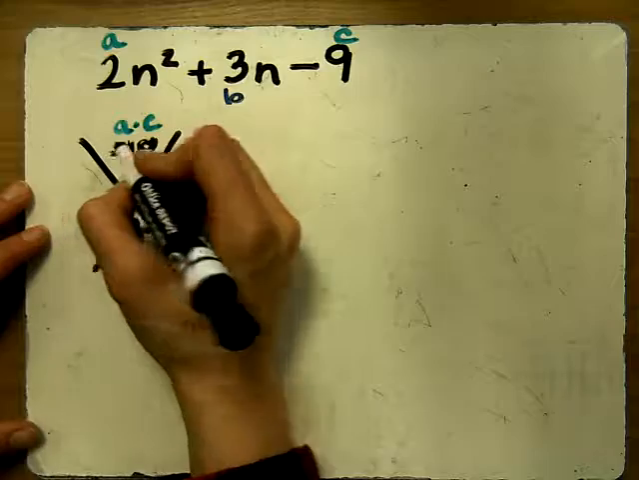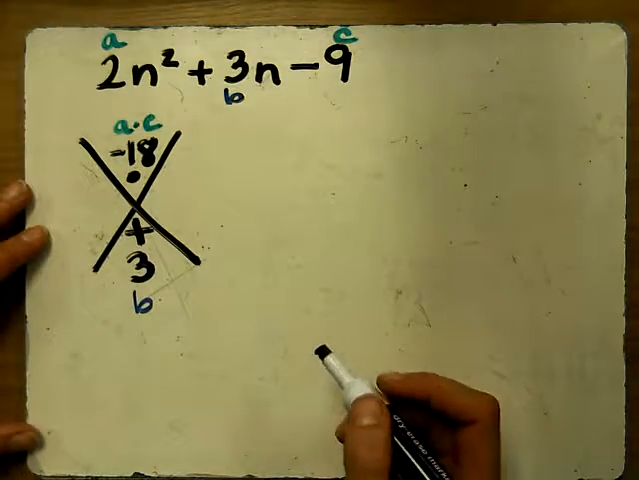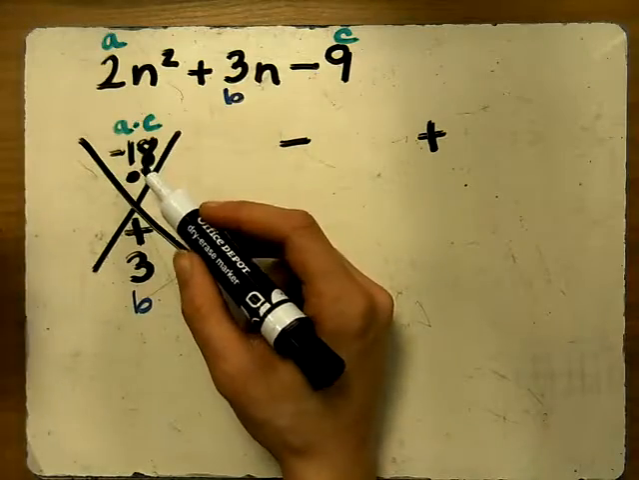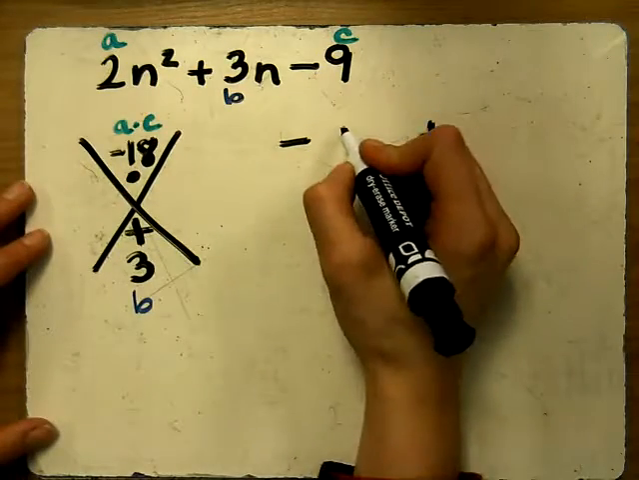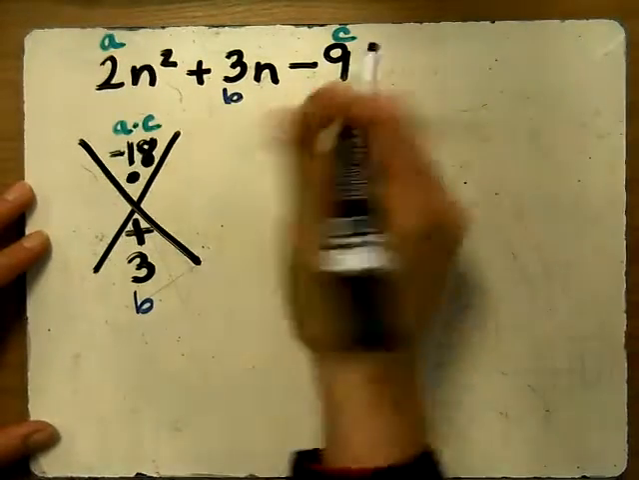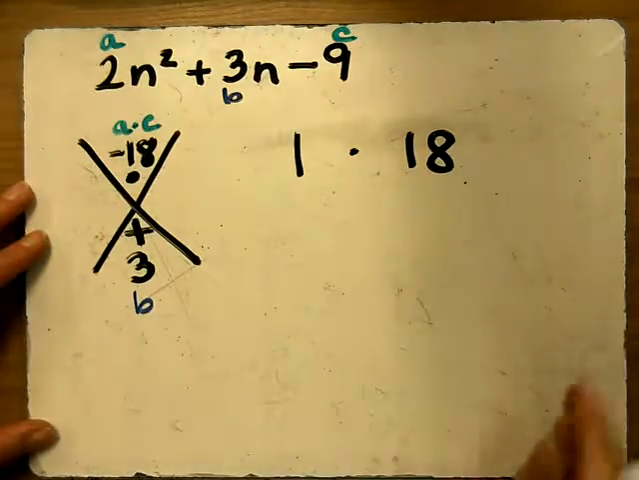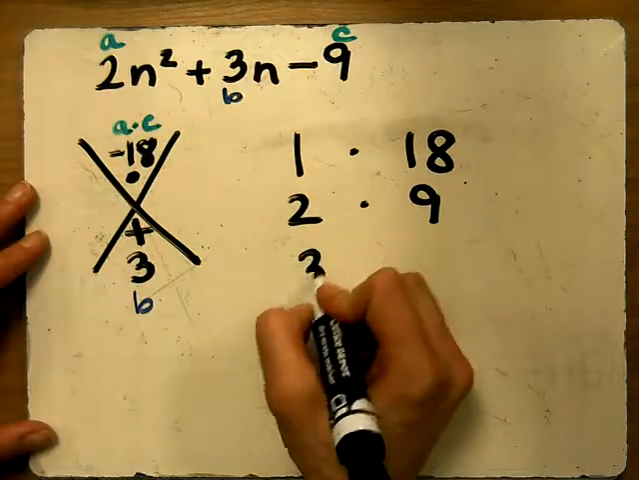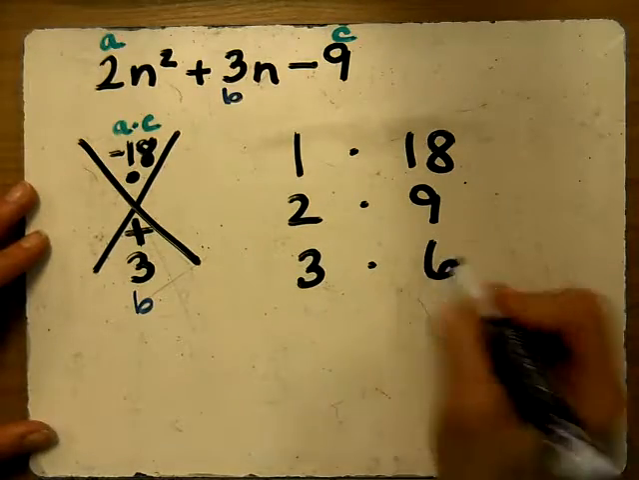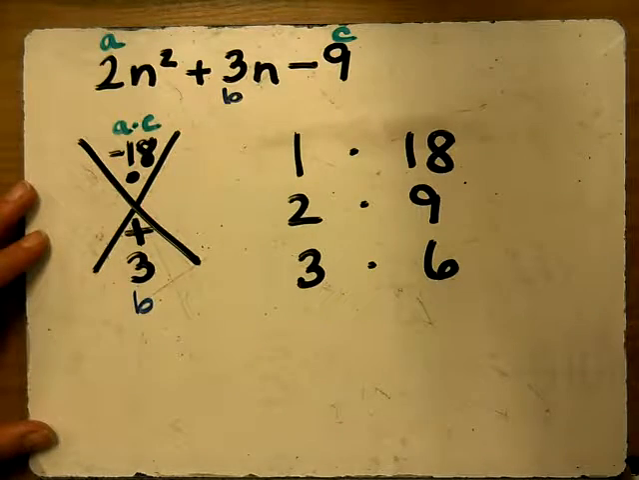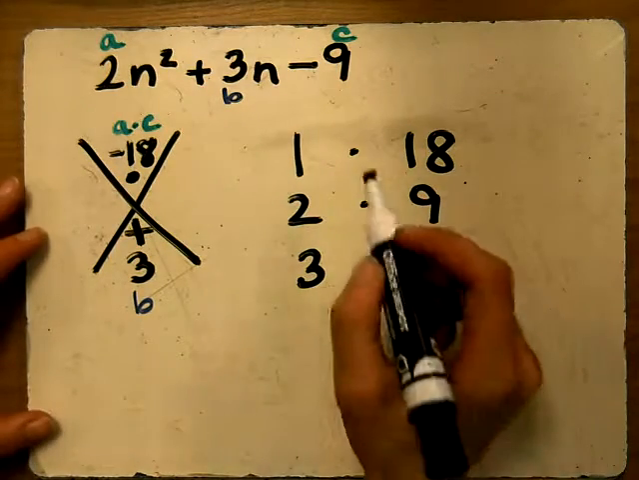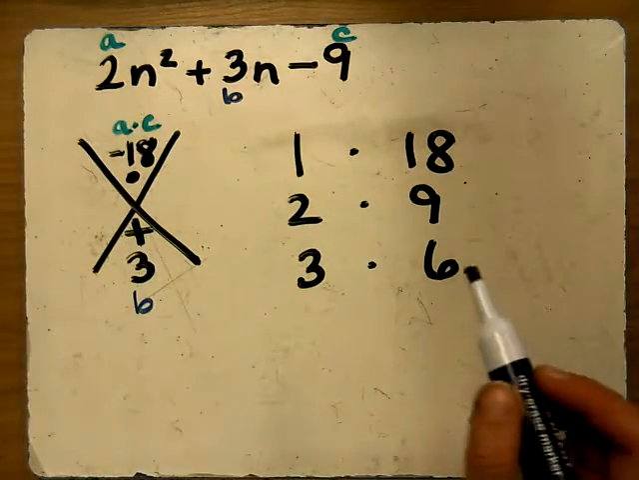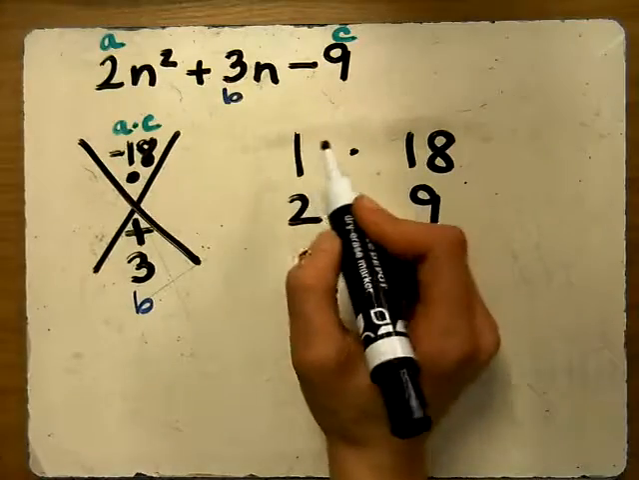So let's go through this. If I'm multiplying to be negative, I know that one of the numbers has to be negative and one has to be positive. So now let's think through everything that multiplies to be 18. We have 1 times 18 is 18, 2 times 9, 3 times 6, and I think that's all of them. All of these multiply to be 18, but we want them to multiply to be negative 18.